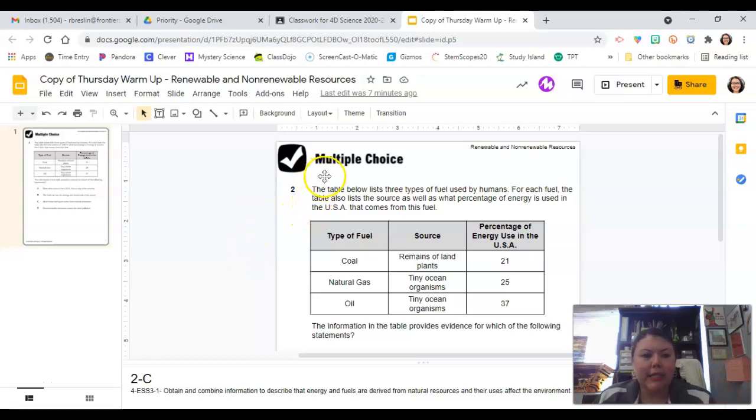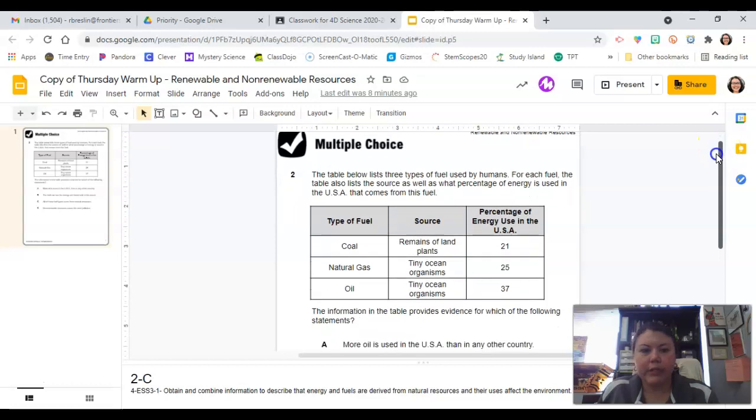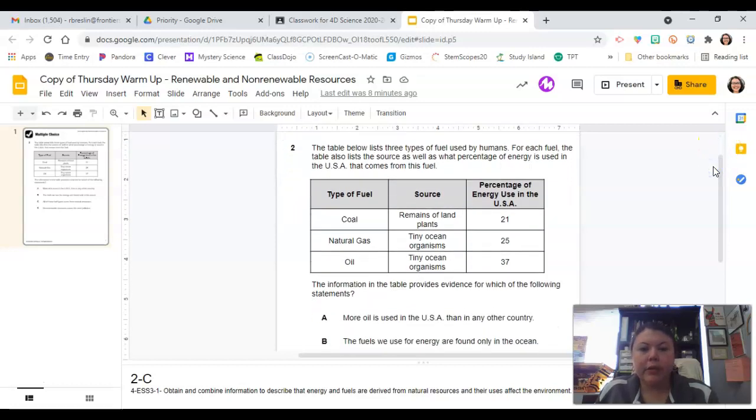Today it is Thursday, and our warm-up is renewable and non-renewable energy sources. So we're going to review this data chart and then get our minds thinking again about renewable and non-renewable resources. So let's get started. The table below lists 3 types of fuels used by humans. For each fuel, the table also lists the source as well as the percentage of the energy that is used in the USA that comes from this fuel.